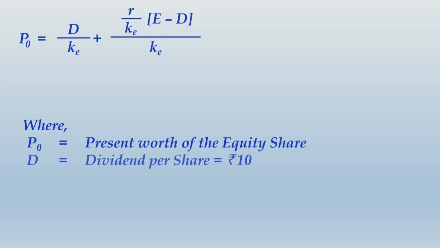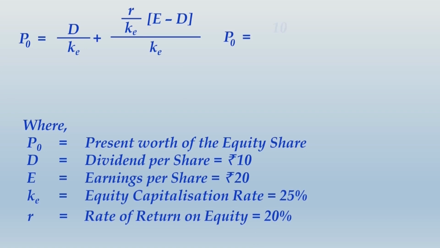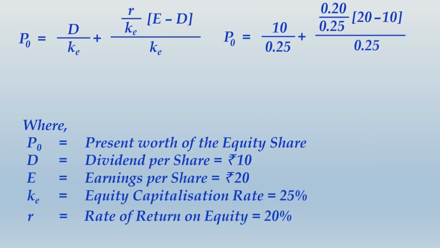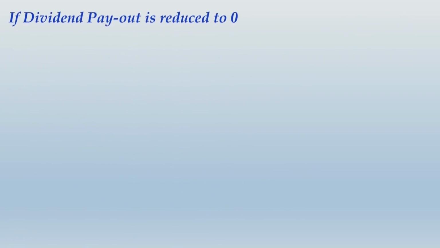So obviously you are going to define all the variables, and finally when you substitute the value of each of these variables in the formula, because R is less than KE, your adjustment factor with retained earnings becomes less than 1, and this time you will see that the outcome is different from what we have seen earlier. P0 this time is 72. Let us now deal with what would happen if the dividend payout ratio is reduced to 0.